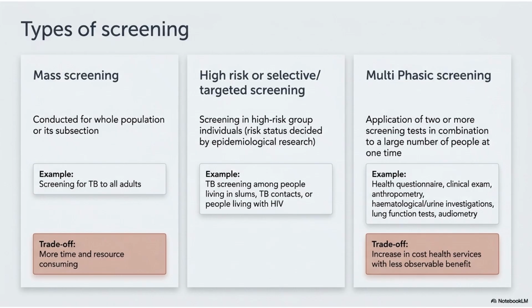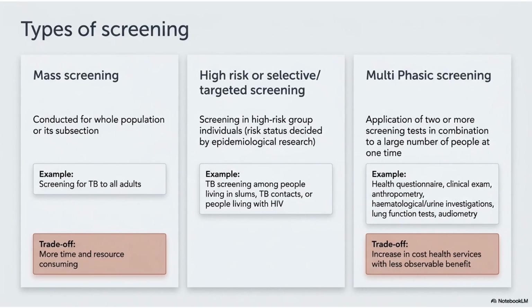And high risk screening means the screening test is applied only for a high risk population or high risk group. How do we say that this population is high risk? Based on epidemiological studies and research findings, we will keep some criteria. If they are fitting into that high risk category, then only we will apply this screening test among them. And multiphasic screening means, as the name suggests, multi, we are not applying a single test, we are applying two or more tests. So it is the application of two or more screening tests in combination to a larger number of people at a single time. That means at a time we are applying more than one screening test.